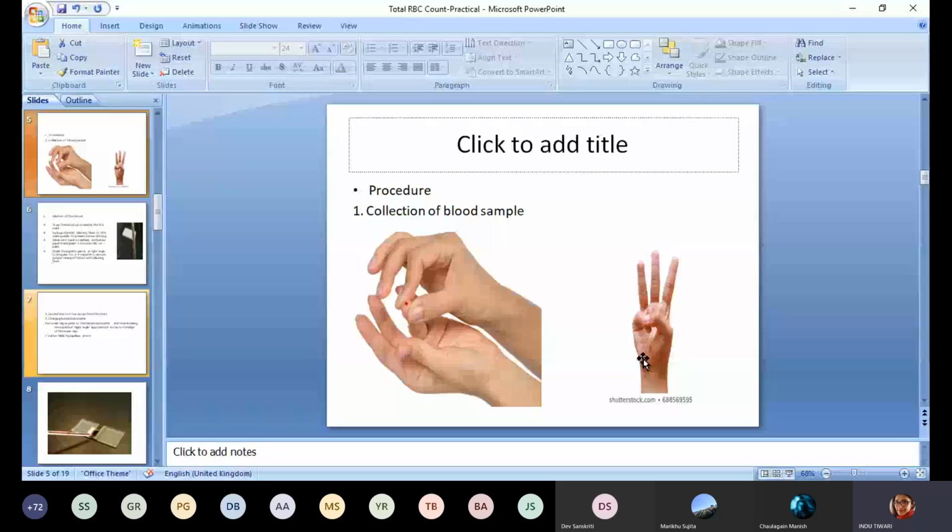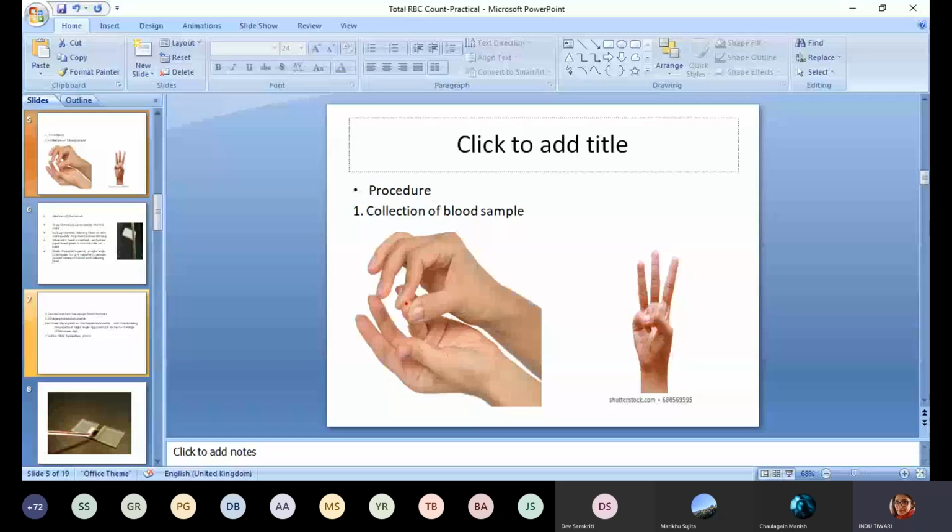So these are very sensitive areas, so you should avoid pricking the thumb as well as the little finger. The three fingers apart from the thumb and the little finger should be utilized for the collection of the blood sample.